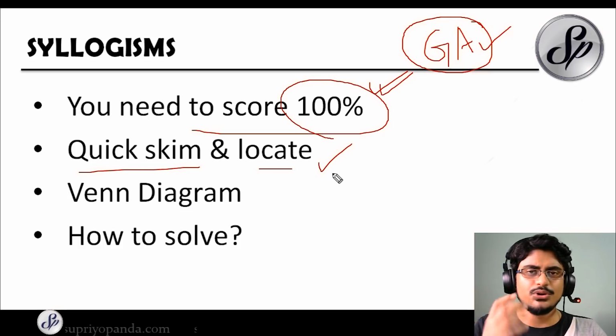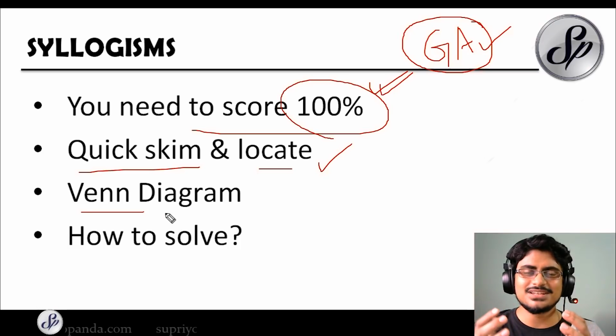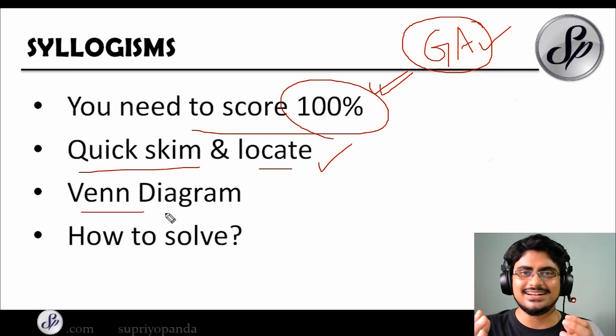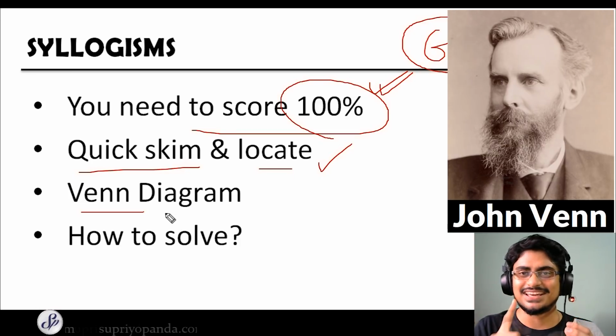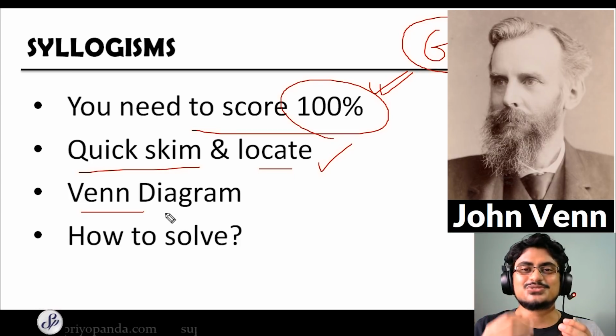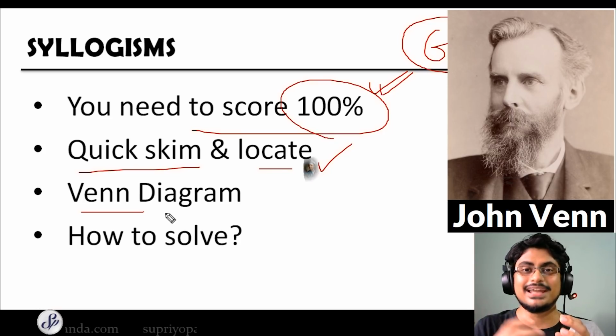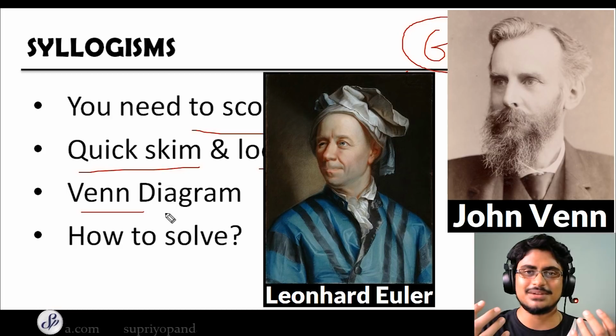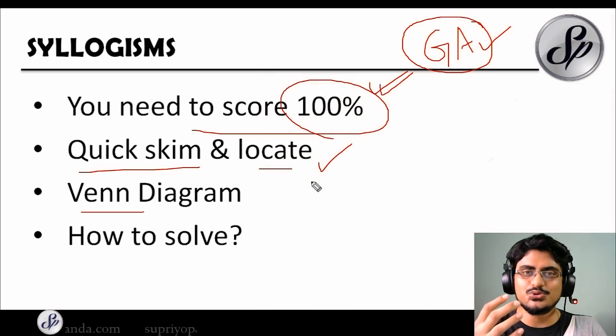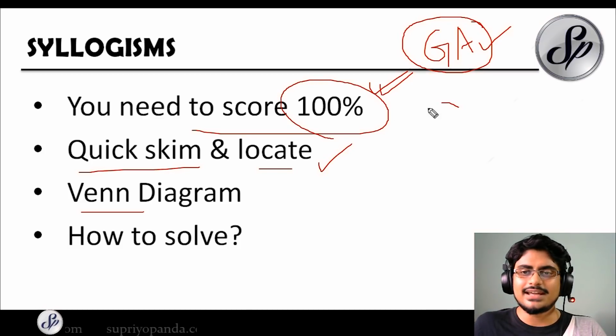Now how are you going to solve these questions? You are going to use Venn diagrams. Now Venn diagrams are mathematical diagrams which were supposedly invented by John Venn. But were they? Actually, John Venn was not the first person who created these things. It was created by Leonhard Euler, one of my favorite mathematicians. So how do you use these diagrams? I'm going to show you. Just remember that we have Venn diagrams like these.